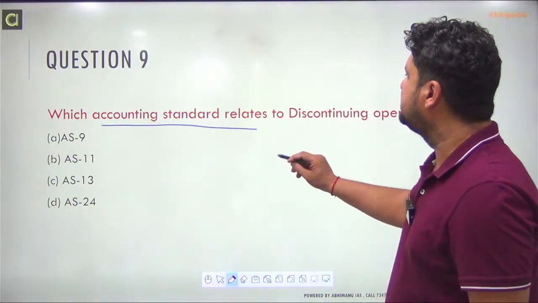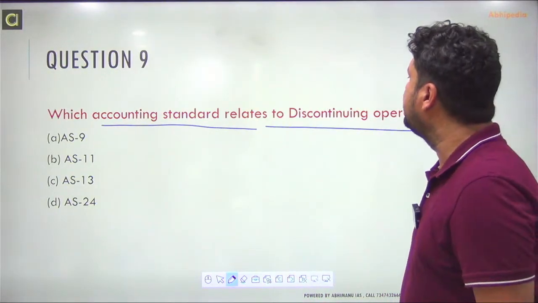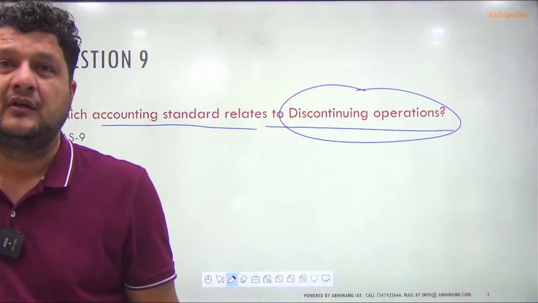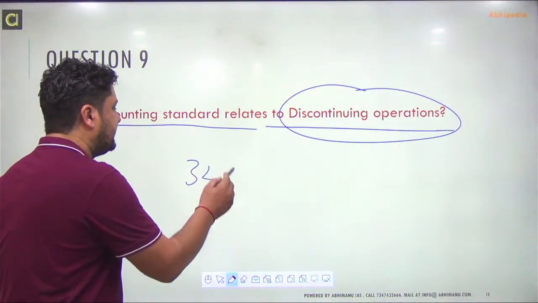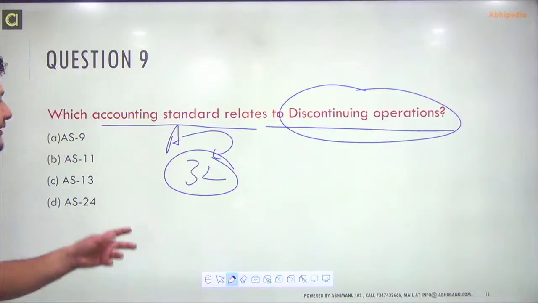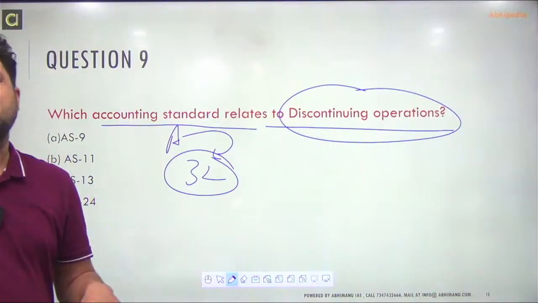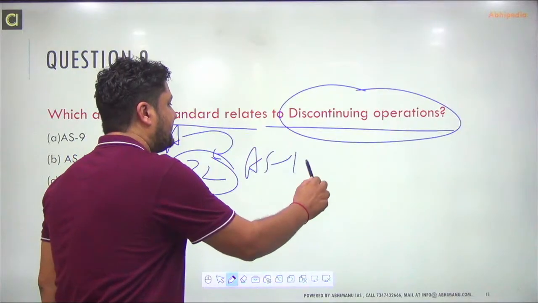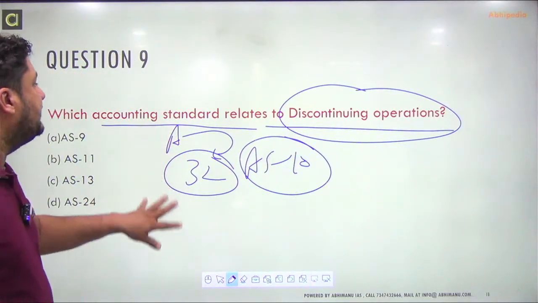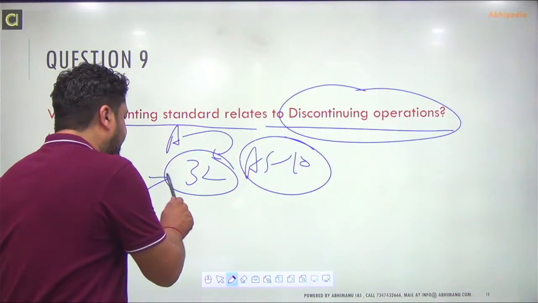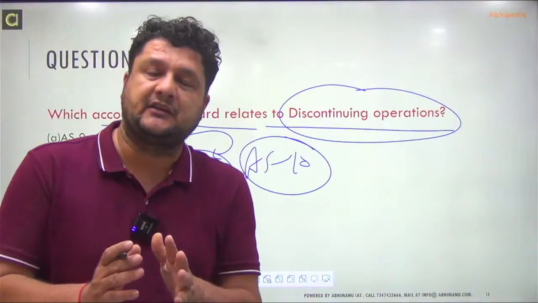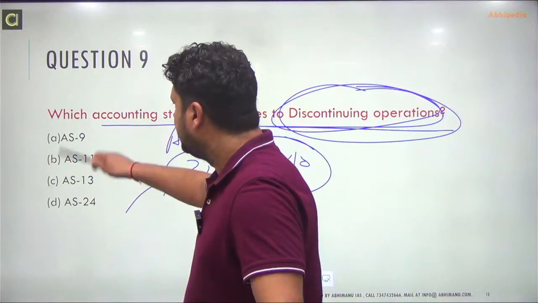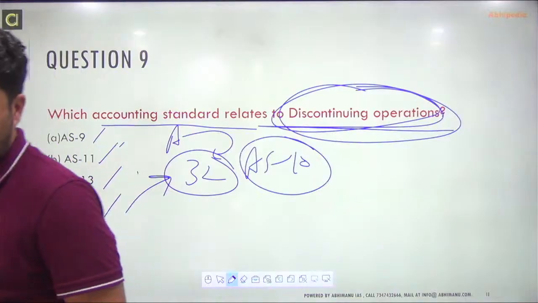Which accounting standard relates to discontinuing operations? So if you remember the list, I told you there are roughly 32 accounting standards, out of which a few have been merged with others, like the one related to depreciation, which has been merged in accounting standard 10. But you must know the list and the topics and the main heads related to accounting standards. Like this discontinuing operations is which one? 9, 11, 13 or 24? देखो किसको आंसर आता है इसका.